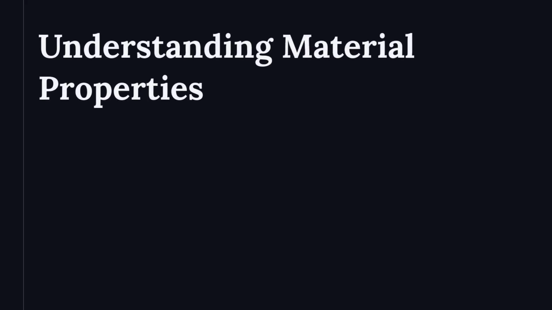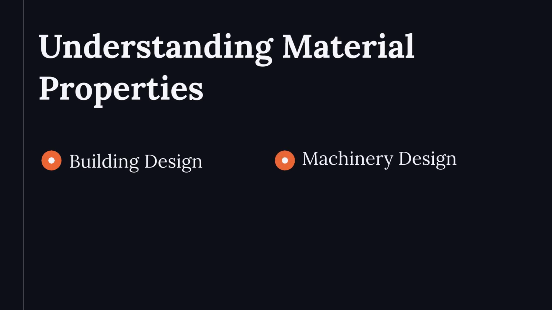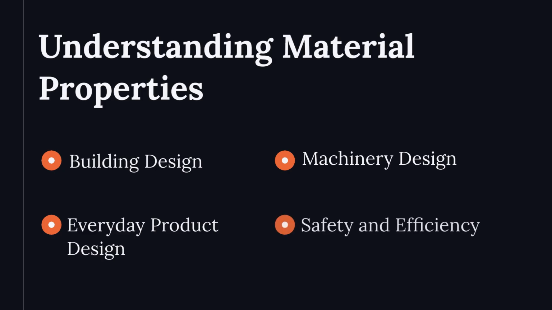Understanding material properties is crucial for engineering. It informs the design of buildings, machinery, and everyday products. Selecting the right material ensures safety and efficiency. Knowledge of stress, strain, and elasticity guides material choice. This understanding is foundational in physics and engineering.